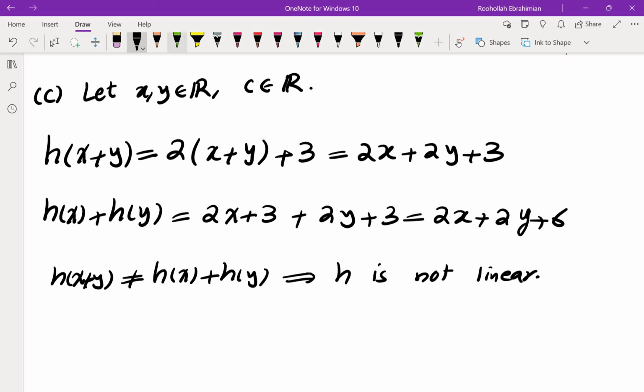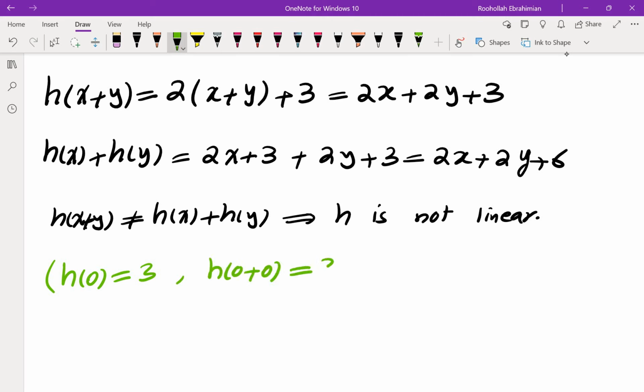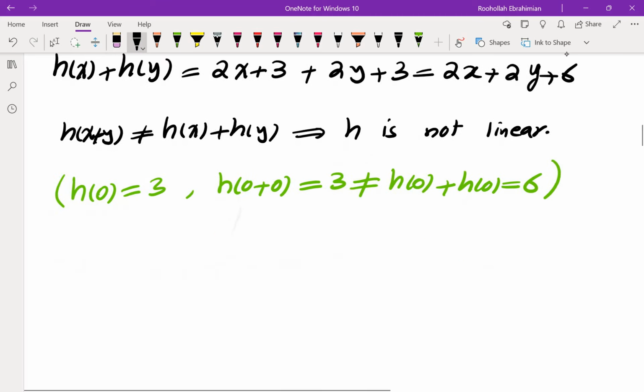Another way of doing that, and maybe a faster way, would be to do this. h of 0 is 3. h of 0 plus 0 is 3. h of 0 plus h of 0 is 6, and these two are not the same. This is an alternate solution to the same problem. So if you have a sense of the fact that it's not linear, all you need to do is give this example.